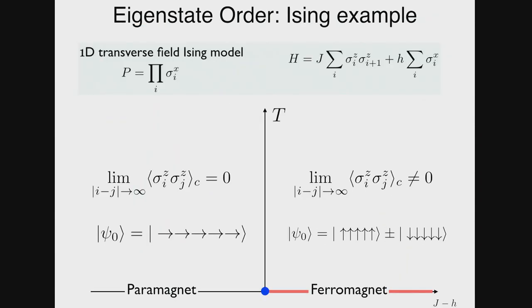So as a very simple example, here is an Ising system. It's a 1D transverse field Ising model. It's kind of the workhorse of phase transitions. It has this spin-spin coupling, sigma z sigma z, and it has this transverse field. The equilibrium phase diagram of this model is well known. In one dimension, at zero temperature, when J is bigger than H, so when the ferromagnetic coupling is bigger than H, you have a magnet, and when H is bigger than J, you have a paramagnet.